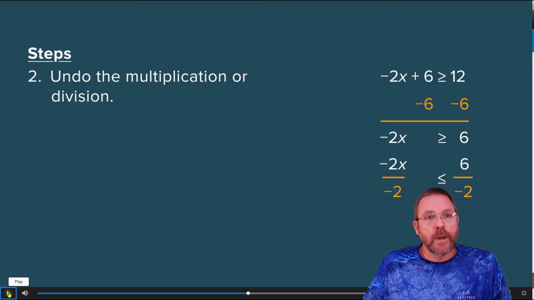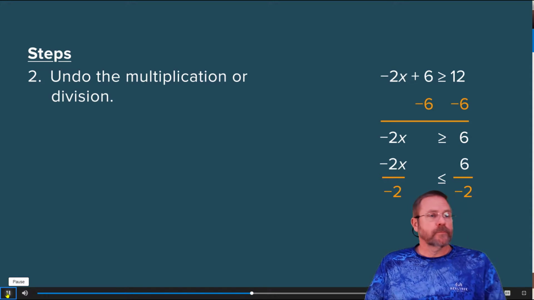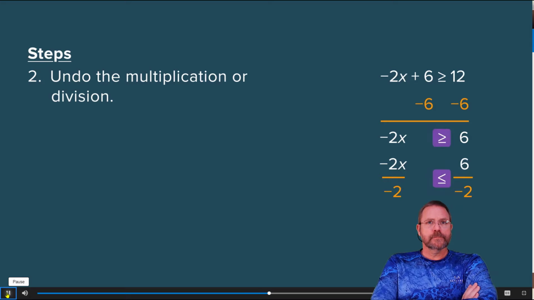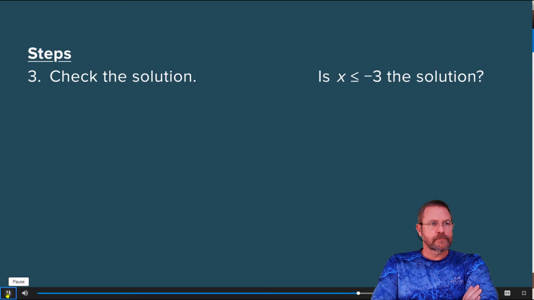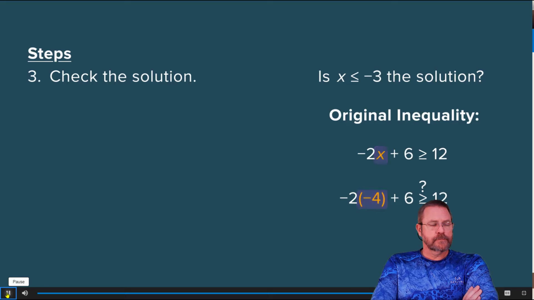Now I want to stop and point out, they divided both sides by -2, and because of that, their sign changed direction. If you multiply or divide each side by a negative number, remember to reverse the inequality symbol. The solution of the inequality is x is less than or equal to -3. Finally, check the solution. Start with the original inequality. Replace the variable with the number in the solution set. Then simplify to check whether the sentence is true. If so, this provides evidence that the solution is correct.